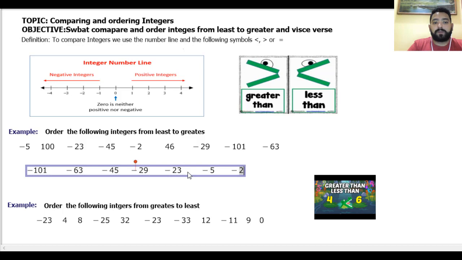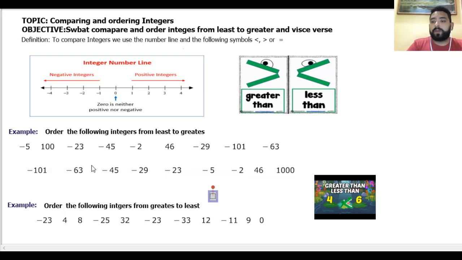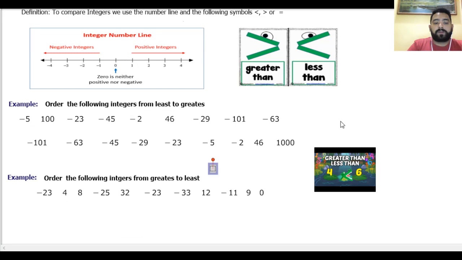And then we have the positive numbers: we have 46 and we have 100. So after negative 2, we can write 46 and then we can write 100. And we have already ordered these numbers from least to greatest. Okay, now we're going to move to the next example: order the following integers from greatest to least.